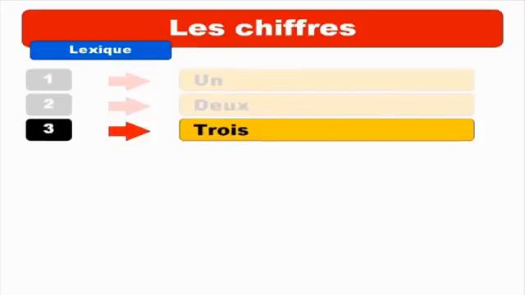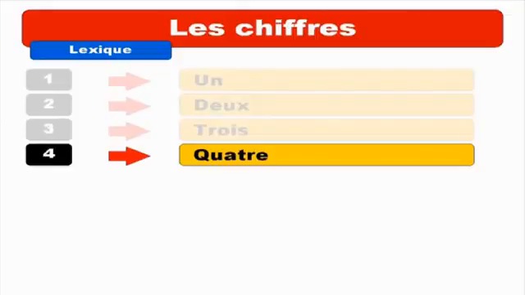Okay, and then comes trois. Okay, so remember that O plus I gives you this wa wa wa sound. Okay, and then the final S is not pronounced. So you get this trois. Repeat. Trois.